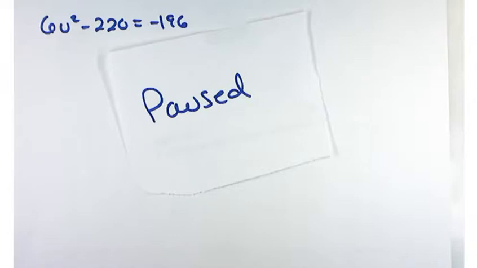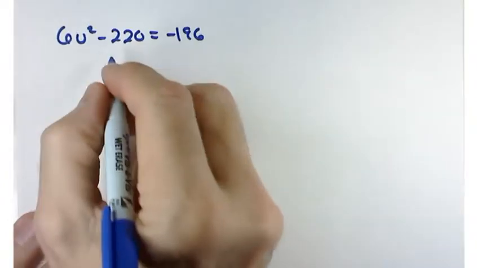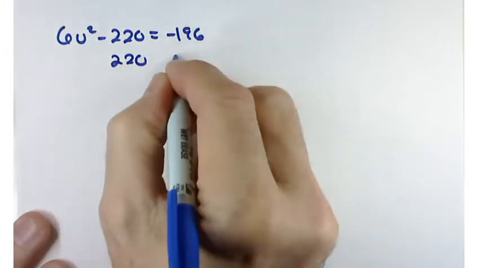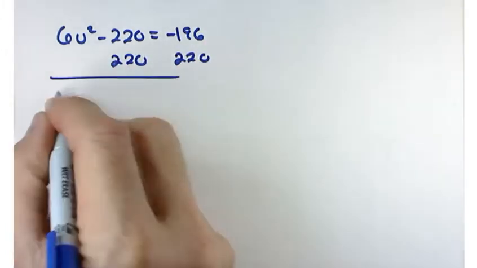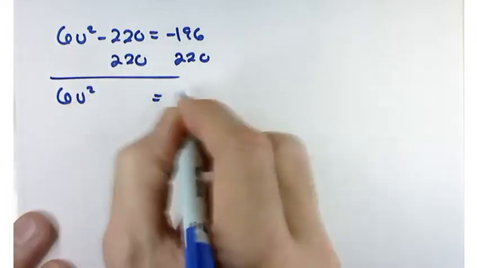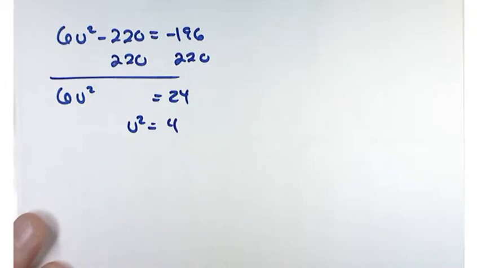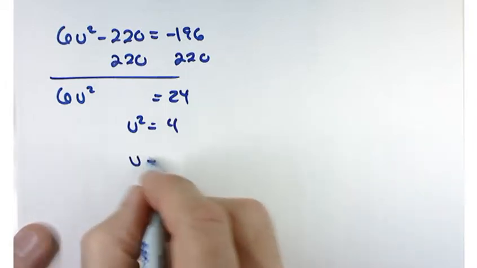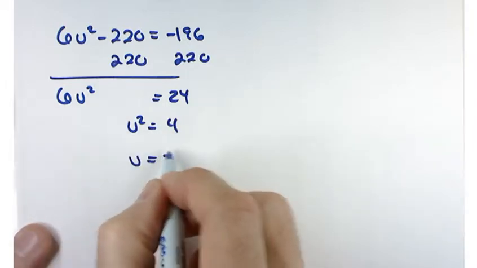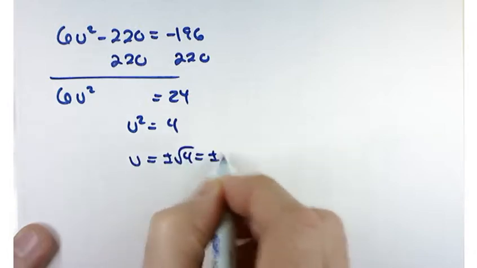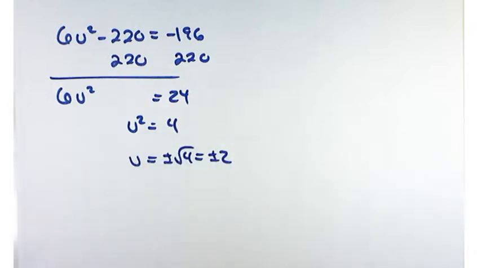I didn't get to everybody, but in my quick sample, everyone's jamming on this problem, looking pretty good. So of course, start by adding 220 to both sides. That gives me 6u squared equals 24. Divide by 6, u squared equals 4. So u is going to be plus or minus the square root of that. Plus or minus the square root of 4 is plus or minus 2. So, nice. Worked out pretty even.